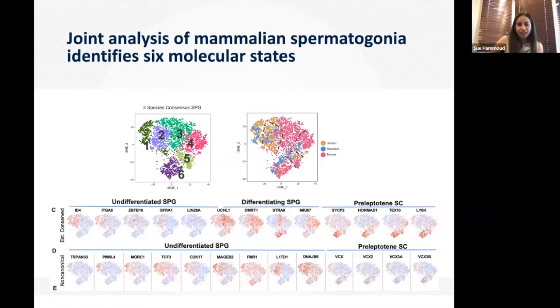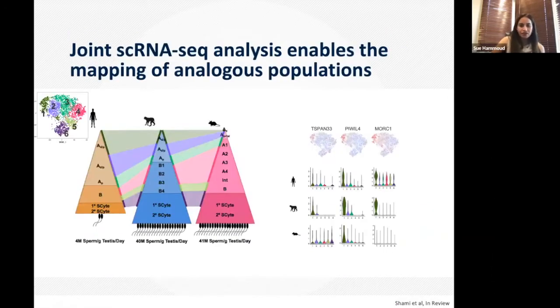And so what you can see here is that the human and macaque heavily occupy the first 2 clusters of the spermatogonia trajectory, whereas mouse is heavily occupying clusters 3, 4, and 5, which are the transient amplifying divisions within the mouse testes. And so using this information, now that we've aligned molecularly equivalent cell types across the different species, we could compare and identify conserved markers that identify populations across the 3 different species.